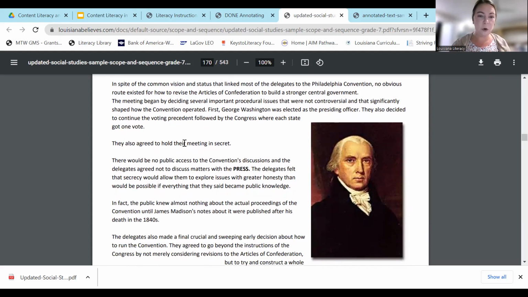"They also agreed to hold their meeting in secret. There would be no public access to the convention's discussions, and the delegates agreed not to discuss matters with the press." And again, press could be circled.